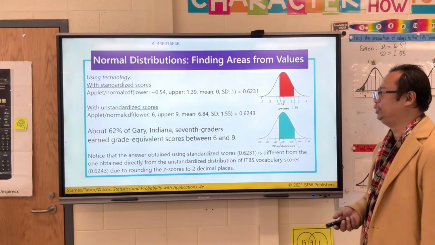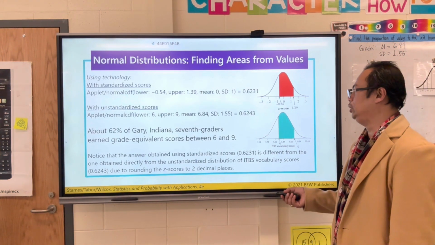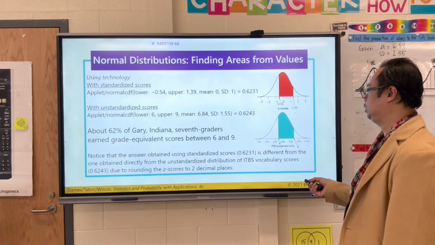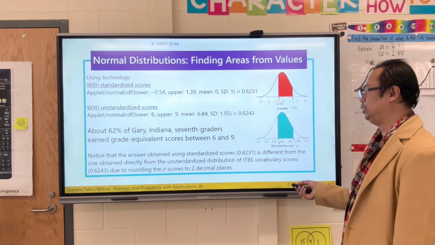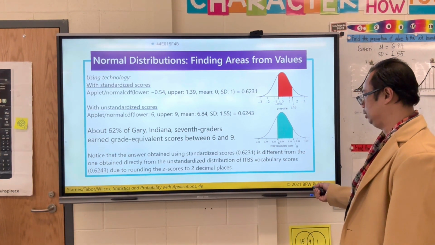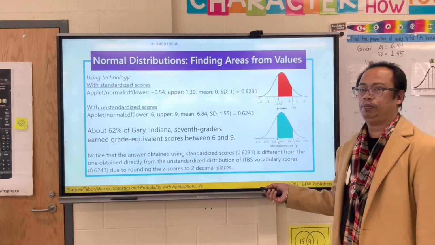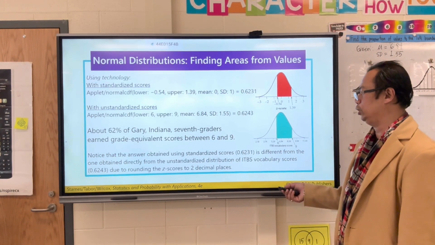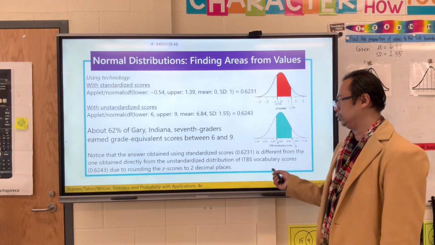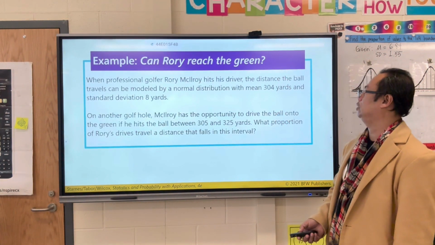So notice that the answer obtained using standardized score, 0.6231, is different from the one obtained directly from the unstandardized ITBS vocabulary score, 0.6243. Due to the rounding of the scores to 2 decimal places, they got the same answer.